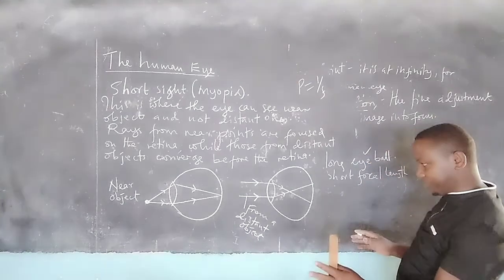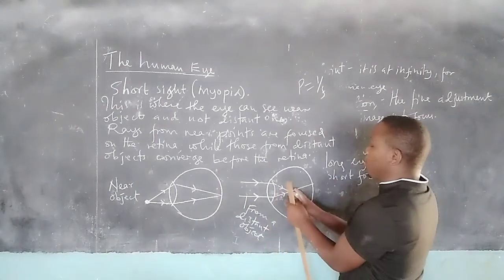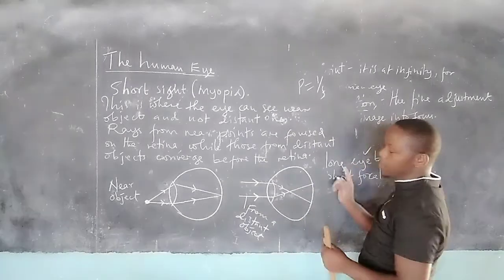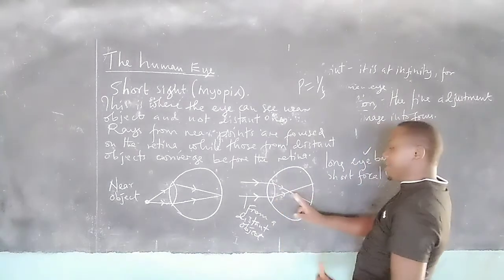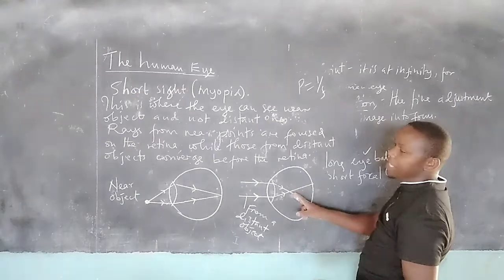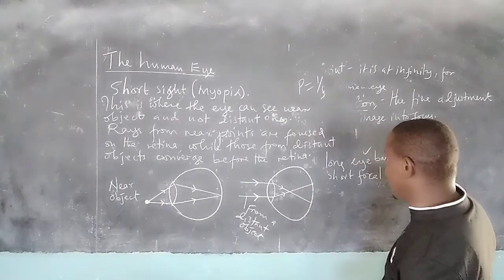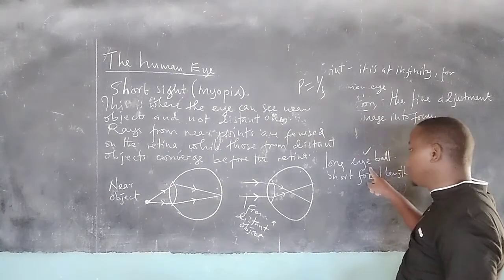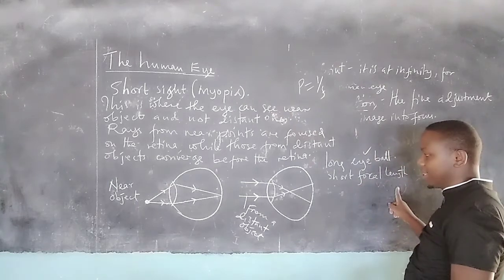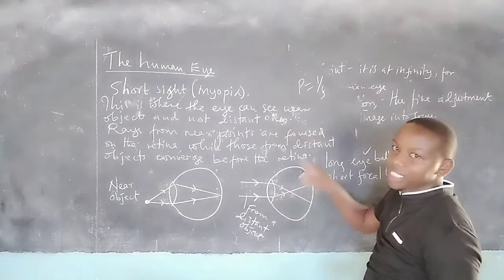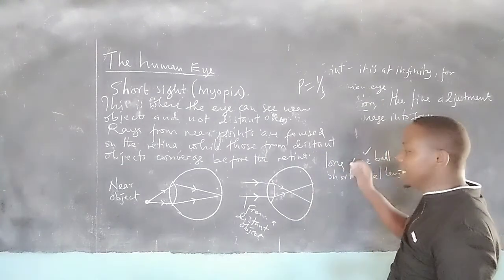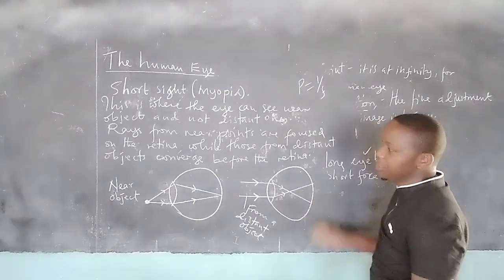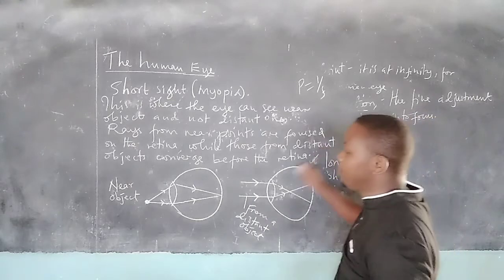Another cause is the long eyeball. This long eyeball can make rays converge before they reach the retina, because the retina is very far. Since the eyeball is long, the retina is very far, and the rays can converge before reaching the retina. So the causes of short-sightedness are a long eyeball or a short focal length. Short focal length means that the power is very high, that is, the refracting ability of the eye is high, and when it is high, the rays can converge before reaching the retina. This person can only see objects which are near.